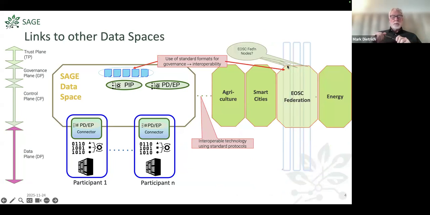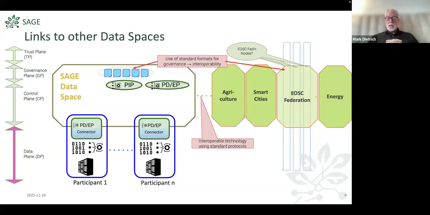In addition, we don't see the Sage data space or any data space as intending to be a silo. We don't want that to be a silo, and that's actually a concern that we have about some of the architectures that are being proposed, that they do create silos. They are not interoperable. So from the very beginning in Sage, we're designing it with two things to enable interoperability.